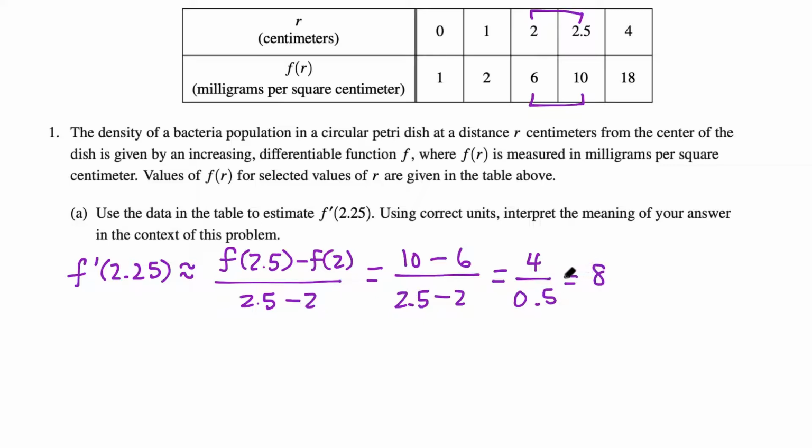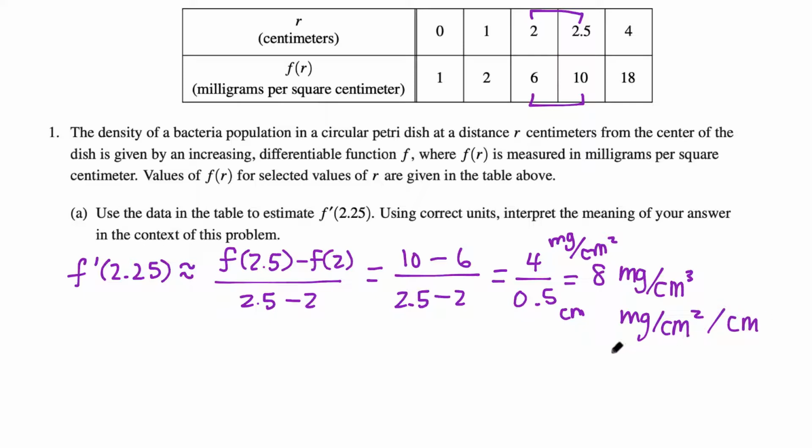Now in terms of units, what should we do for units? Well, the top is measured in milligrams per square centimeter, and then the bottom is our x value, or our r value here, and that's measured in centimeters. When you take these two units and divide them, you get milligrams per centimeters cubed, or you can say milligrams per square centimeter per centimeter. Either one should be acceptable.